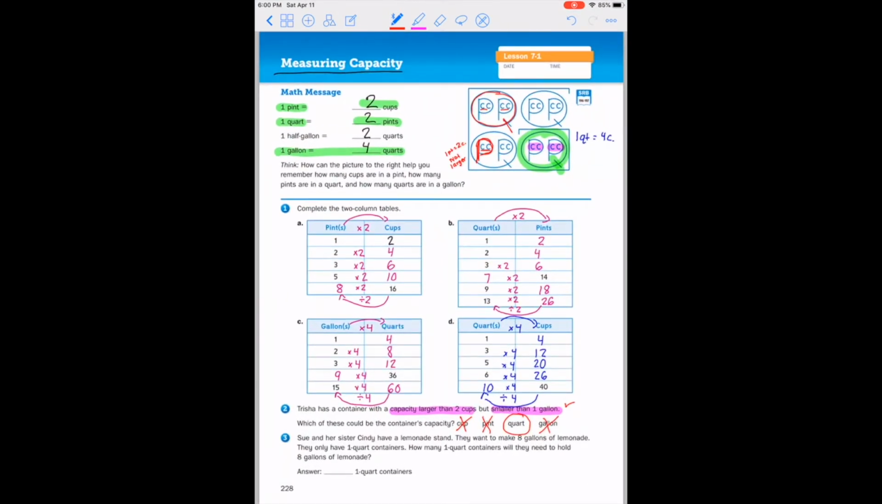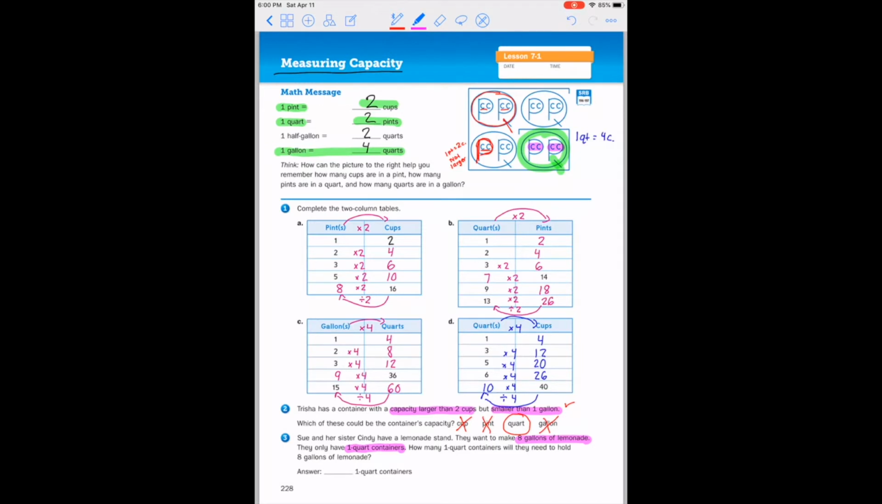Sue and her sister Cindy have a lemonade stand. They want to make 8 gallons of lemonade. They only have 1 quart containers to put the lemonade in. How many 1 quart containers will they need to hold 8 gallons of lemonade? So this is a great capacity word problem because they're telling you they have 8 gallons of lemonade, but the only thing that they can fit it in is a 1 quart jar or container. So we have to figure out how many of those containers they would need.